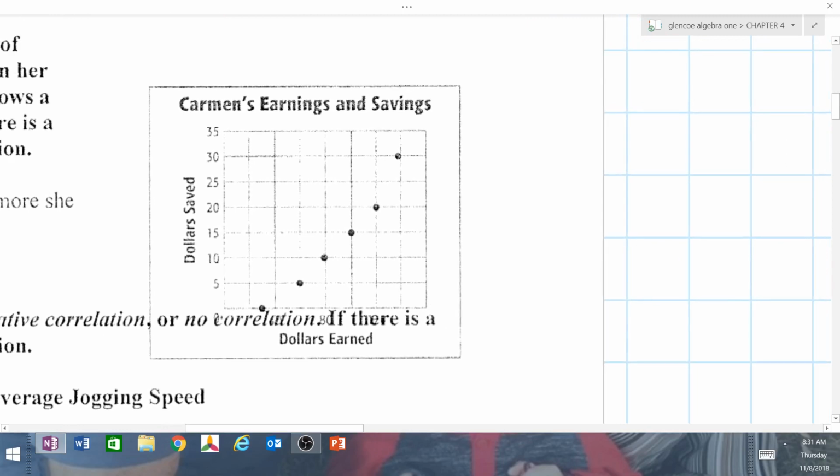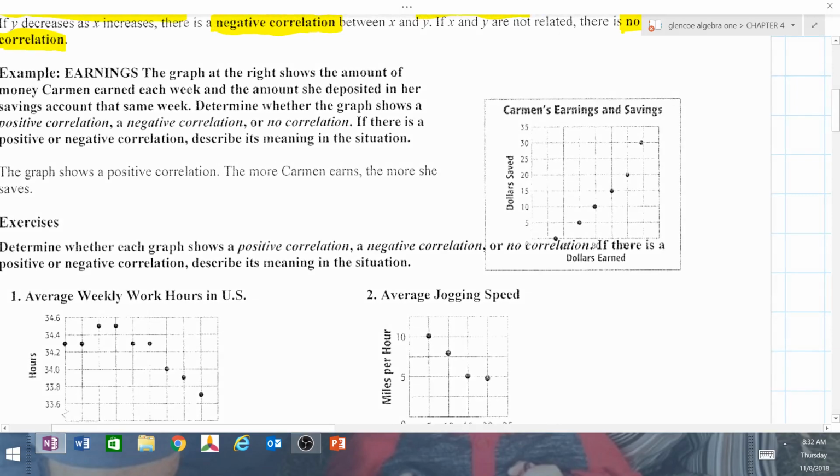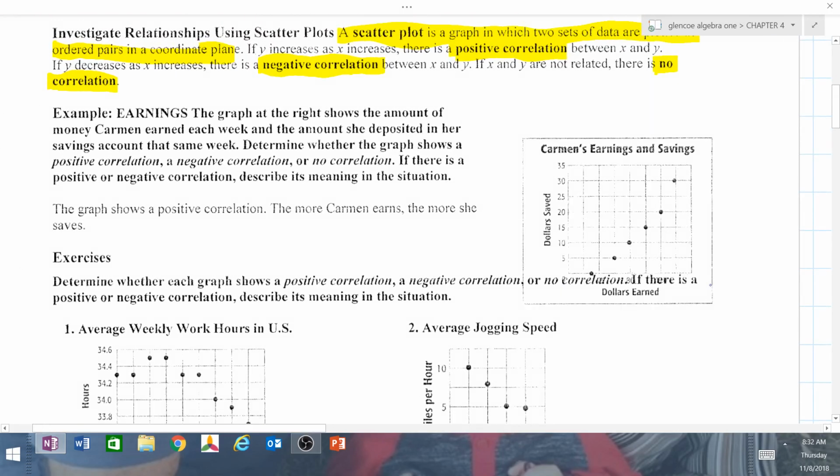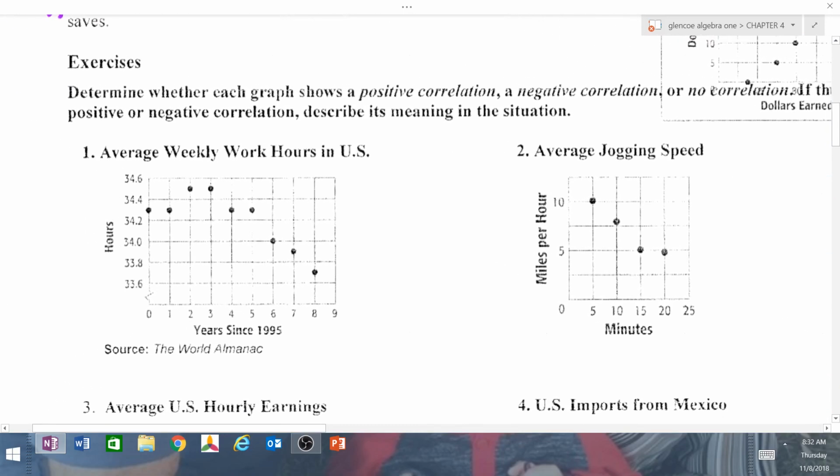Okay, so we can see that the data is increasing from left to right. Even though it doesn't form a perfectly straight line, what would you all say what type of correlation this is? Positive. Exactly. This shows positive correlation. The more Carmen earns, the more money she puts in the bank. Does that make sense? Yes? Okay, so let's look at these exercises in your notes.